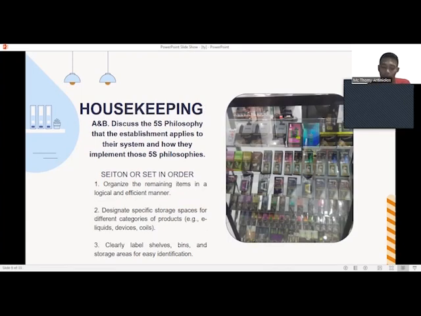They also apply Seiton or set in order because they organize the remaining items in a logical and efficient manner. They also designate specific storage spaces for different categories of products, for example e-liquids, devices, and coils. And lastly, they clearly label shelves, bins, and storage areas for easy identification.